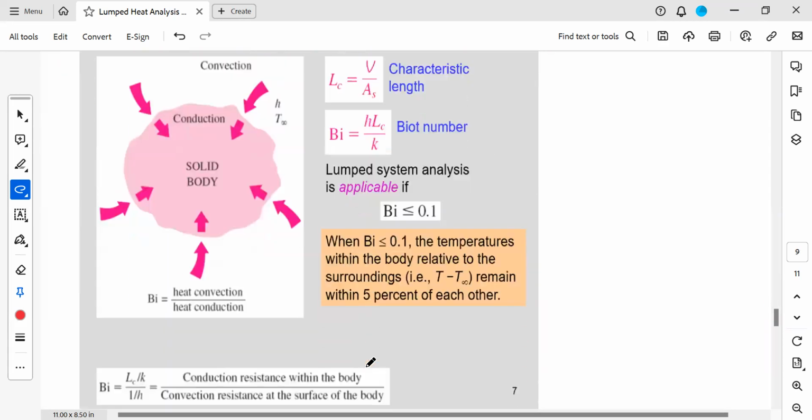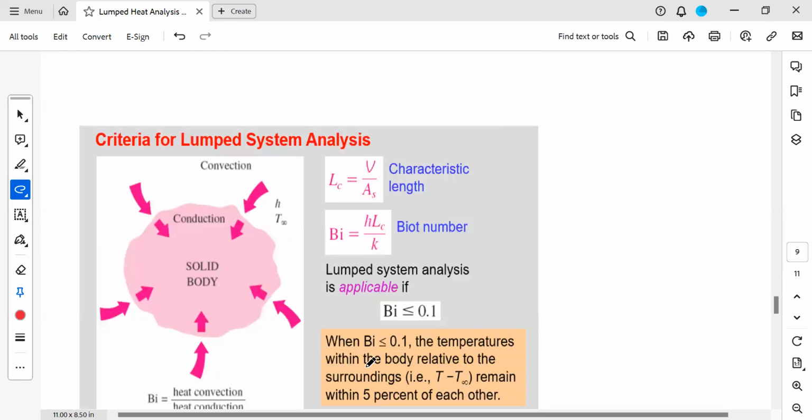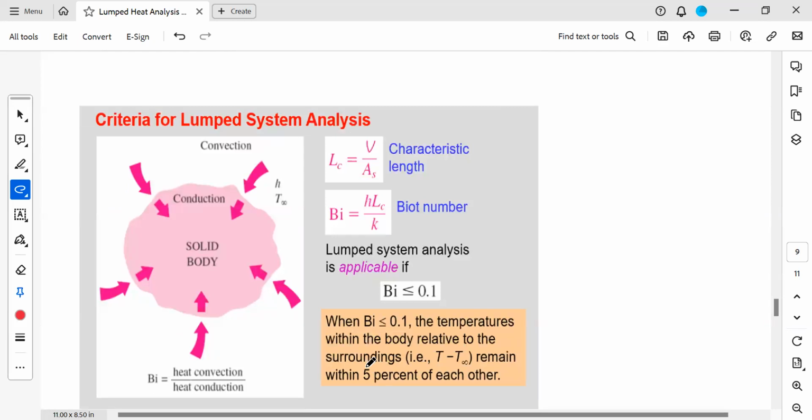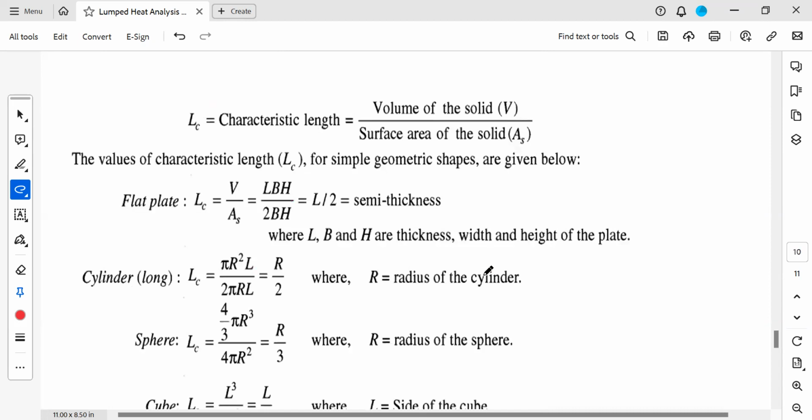Next one is the Biot number, where Lc will be there. Lc is called V by A, and the Biot number is hLc by k. The lumped analysis is applicable only when the Biot number is less than 0.1.